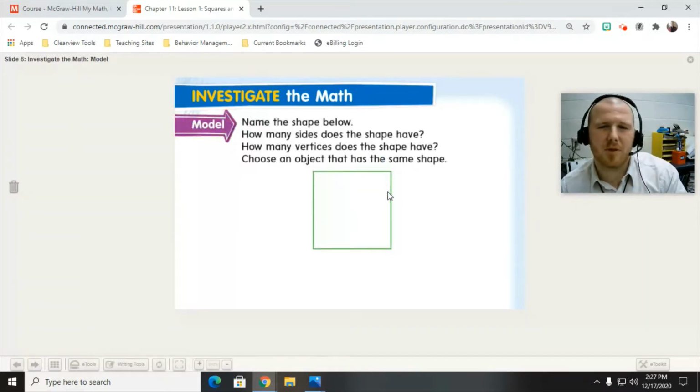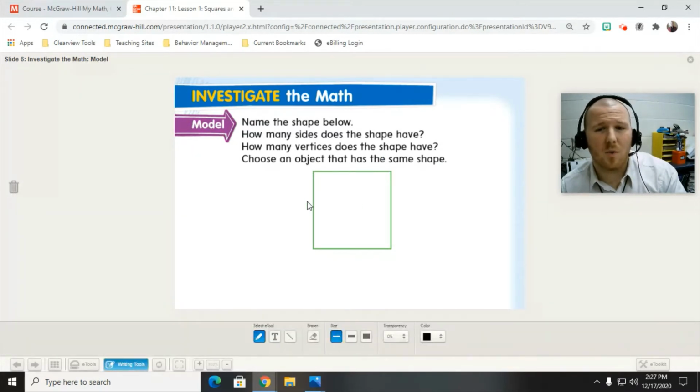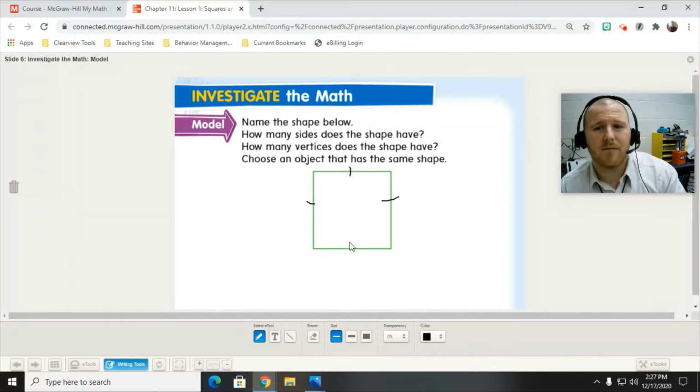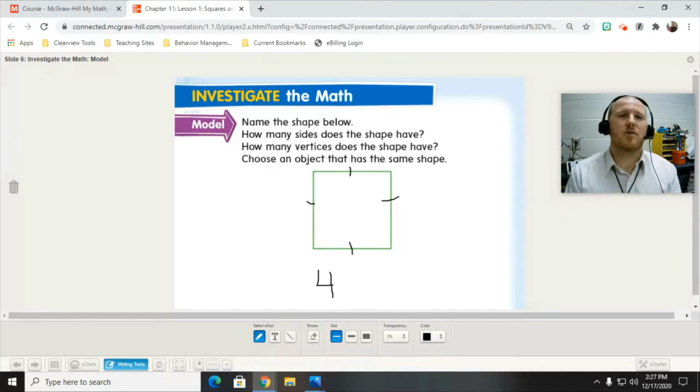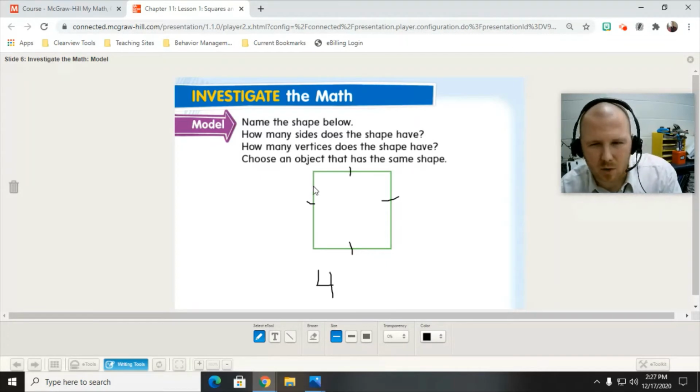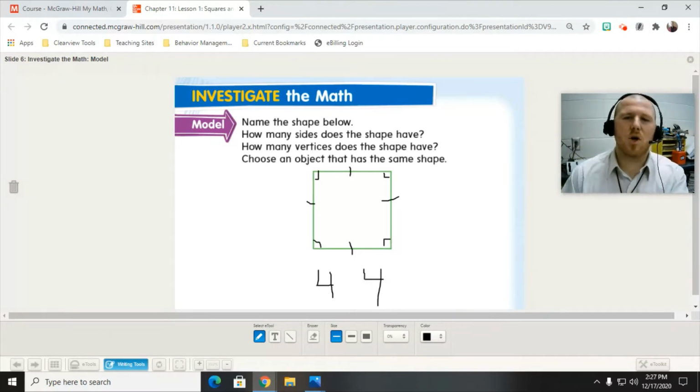It says, name the shape below. Square. How many sides does the shape have? We know that one. 1, 2, 3, 4. I am number 4. How many vertices does it have? Now, vertices is the plural of vertex. So vertex is 1 corner. Vertices is multiple corners. So let's see how many corners they have. 1, 2, 3, 4. I am number 4. 4.